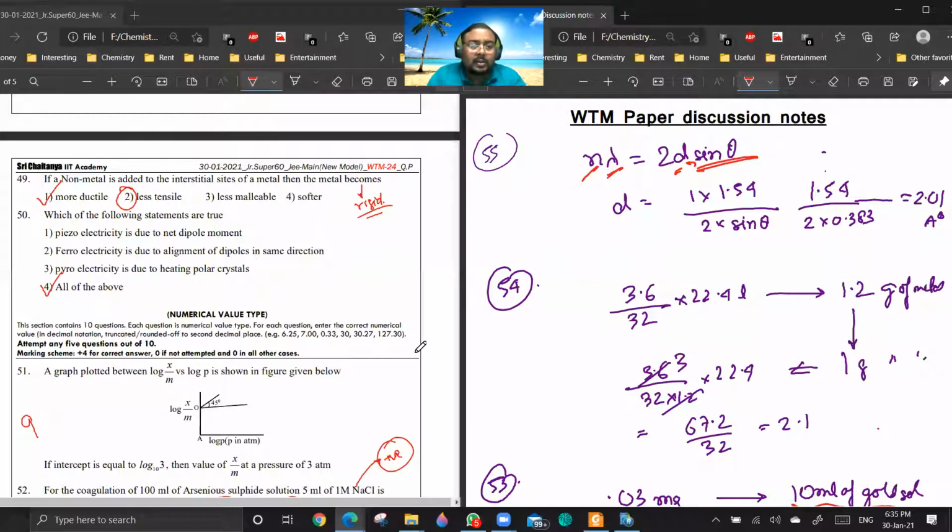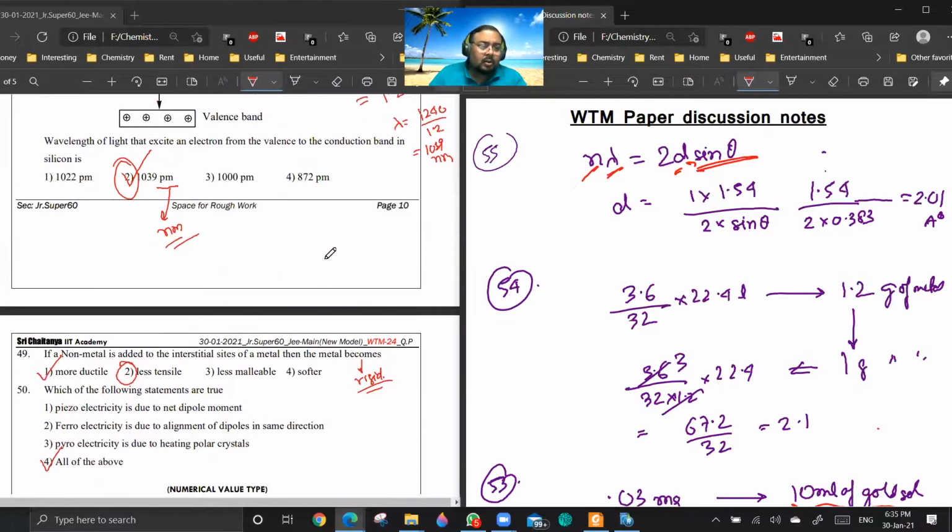Tensile strength is basically the extent of plastic deformation without fracture. Are you getting a point? Yes, sir. So if you replace metal atoms by non-metal atoms, then the tensile strength will decrease. It will fracture early. That's it. So 50, option 1 and 3.